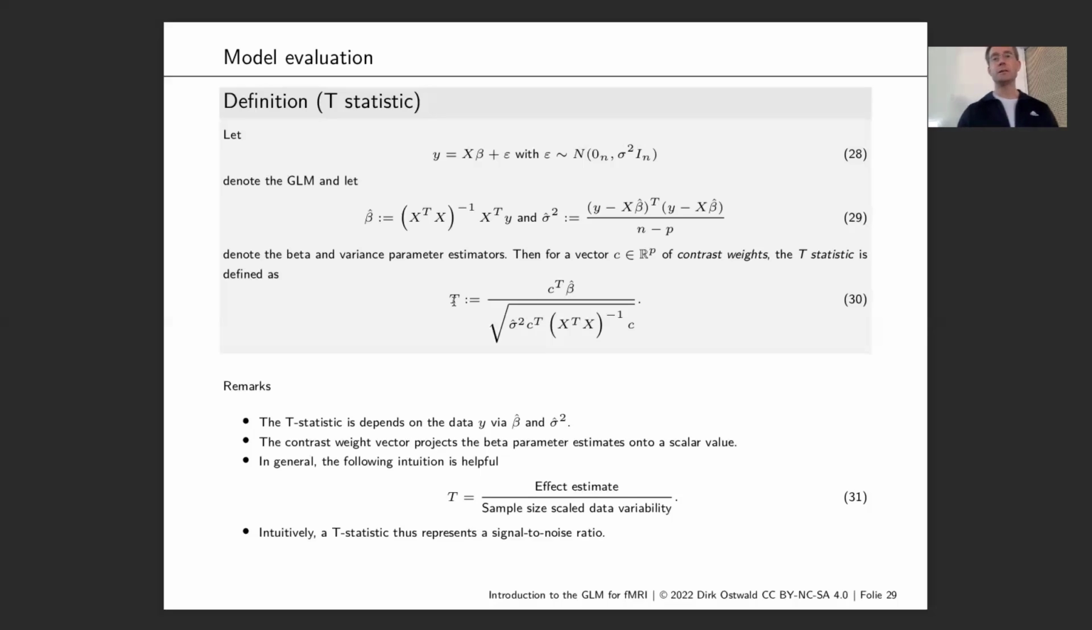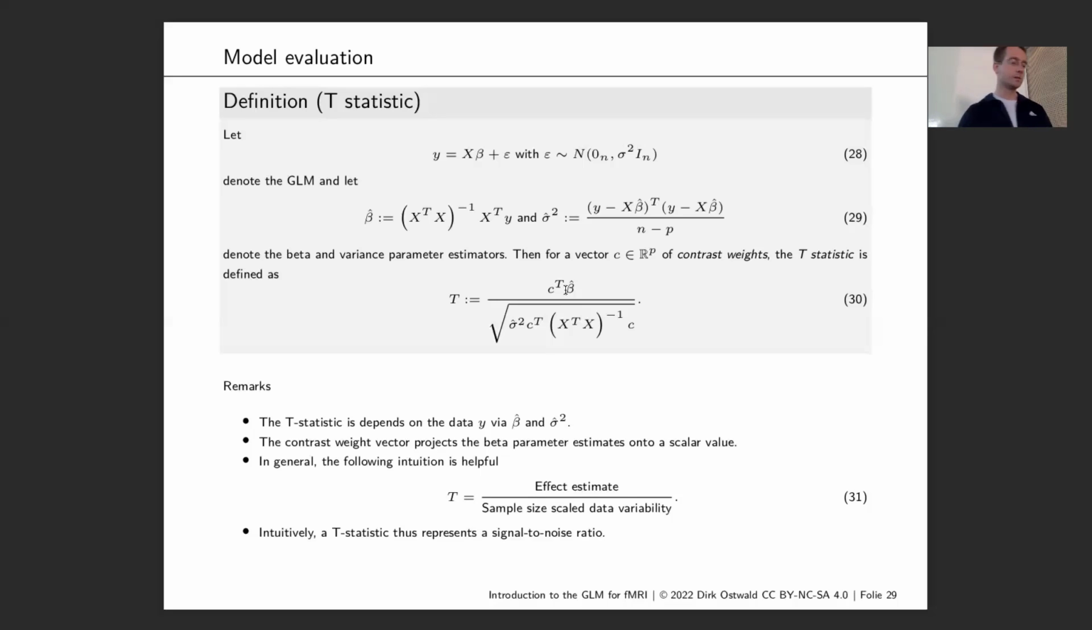So what's happening there is that, first of all, you now project your data, or you condense your data even more. Here you had p values in your beta parameter estimator and 1 value in your variance parameter estimator. And now you combine them. So you essentially divide the beta parameters by your variance parameter, but you project them onto a one-dimensional thing. So you end up with a single number. And then the question is, of course, what does this single number now mean?